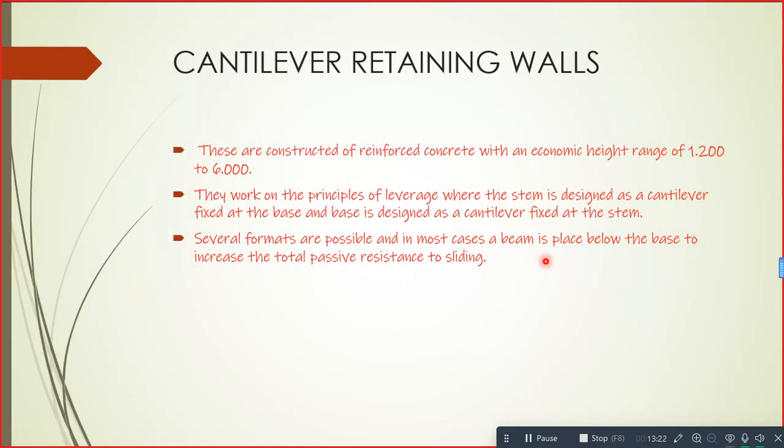to slide forward. So lastly, we are going to discuss cantilever retaining walls, and these are walls constructed of reinforced concrete with an economic height range of 1.2 to 6 meters. They work on the principle of leverage, where the stem is designed as a cantilever fixed at the base, and the base is designed as a cantilever fixed at the stem. In cantilever retaining walls, you have several formats, in most cases a beam placed below the base to increase the total passive resistance to sliding.